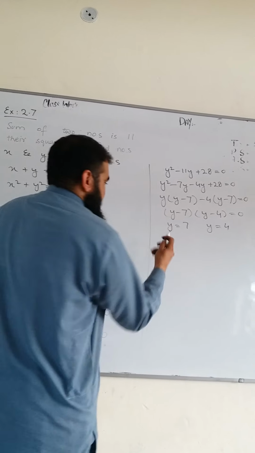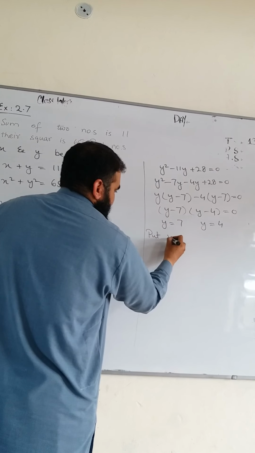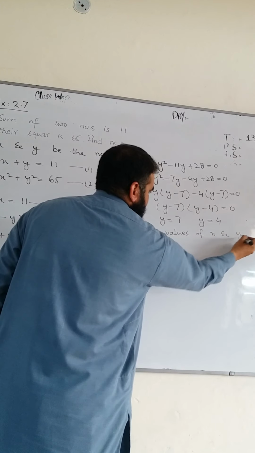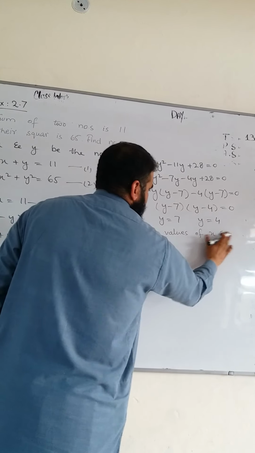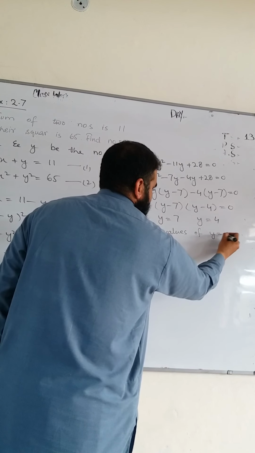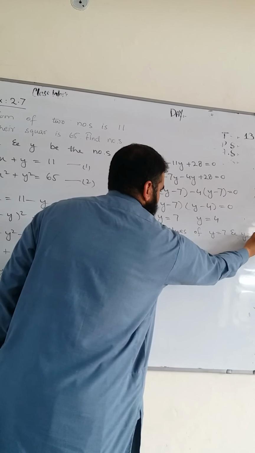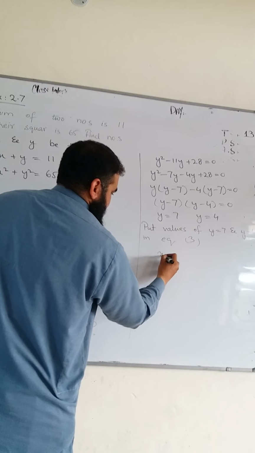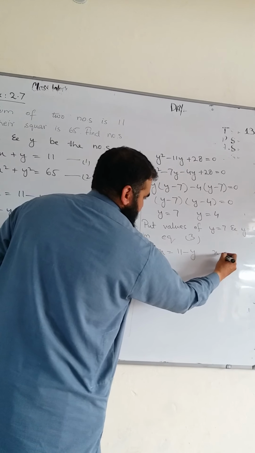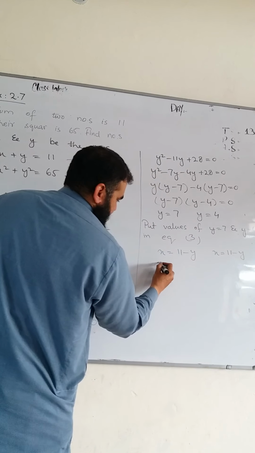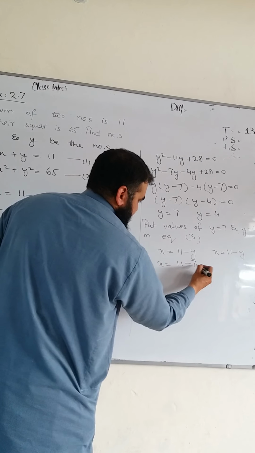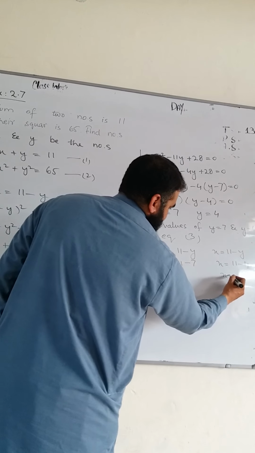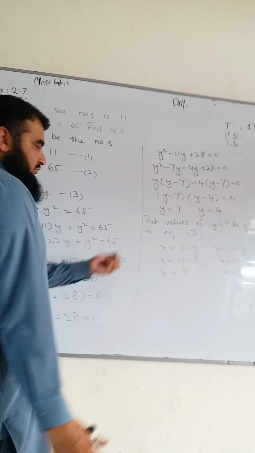So we will put the values of x and y in equation 3: y is equal to 7 and y is equal to 4. So we get x is equal to 11 minus y. So x is equal to 11 minus 7 and x is equal to 11 minus 4. So it will result in 4 and it will result in 7. So here we get 4, 7 again.